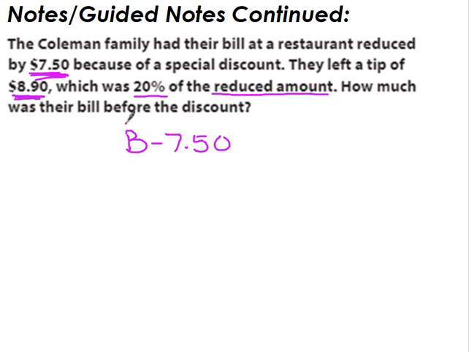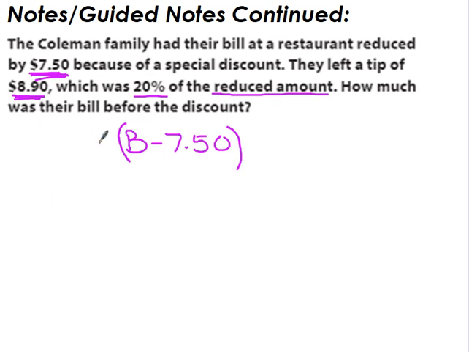So they left a tip of $8.90, which was 20% of the reduced amount. So this right here, I don't know what the original bill was, but what I do know is all of this represents the final reduced amount of the bill after the discount. So because all of this represents that, they left a tip that was 20% of this total. When I want to know what 20% of a number is, I multiply. Like if I want to know what 20% of anything is, I do 20% times that value.